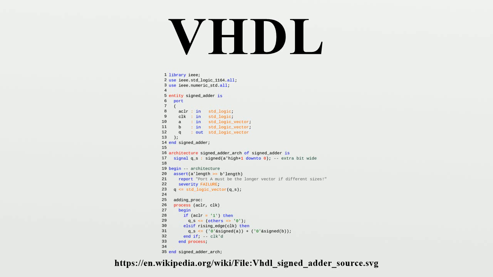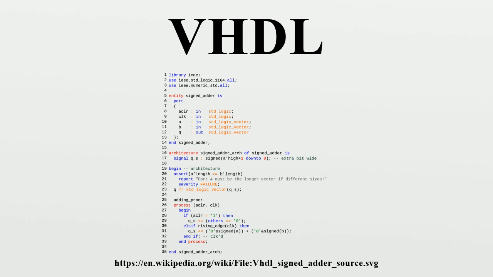Library IEEE; use IEEE.std_logic_1164.all; use IEEE.numeric_std.all, for the unsigned type. Entity counter is generic, port Q as std_logic_vector, end entity counter. Architecture RTL of counter is signal CNT unsigned.